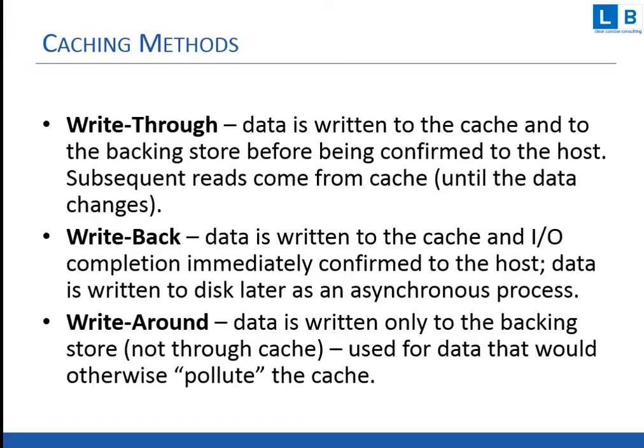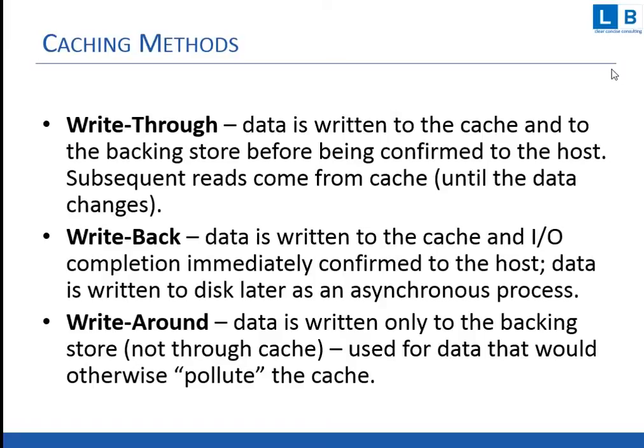I'll go through these three types, and you'll see why it's important to understand the differences, because they apply to different types of data and they're used in different circumstances. So we can do something called write-through cache. With write-through cache, we take write data and write it to the cache first, and then we write it to our backing store as well.